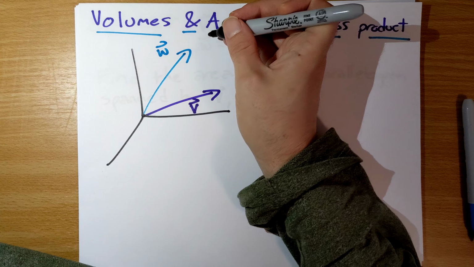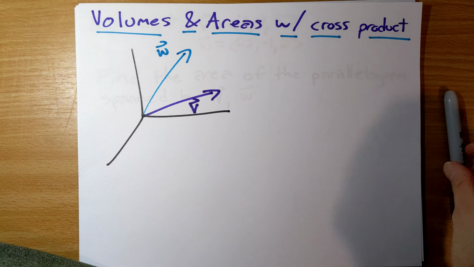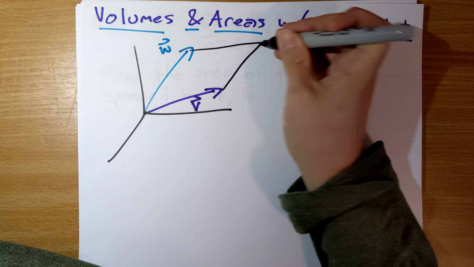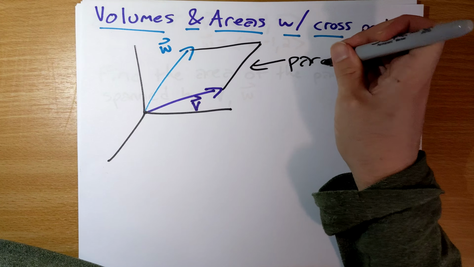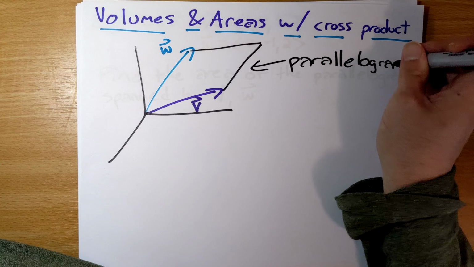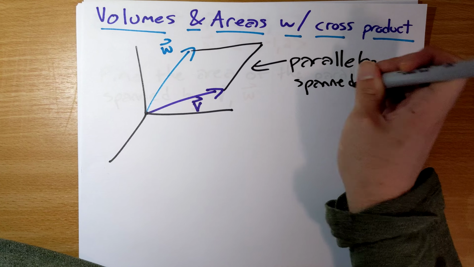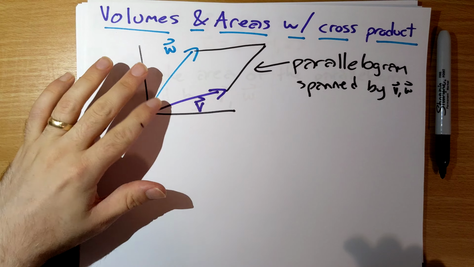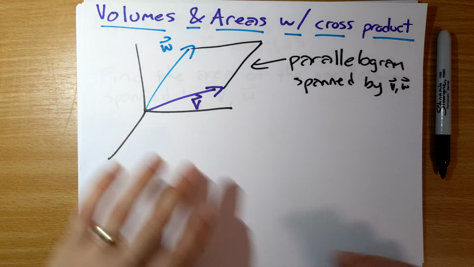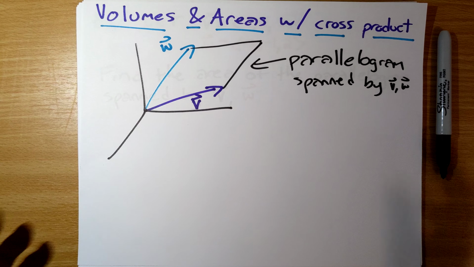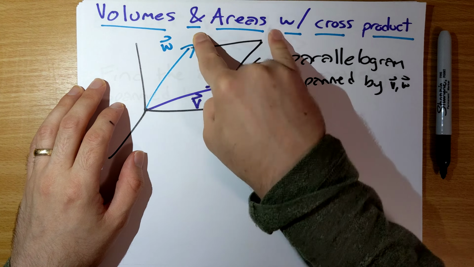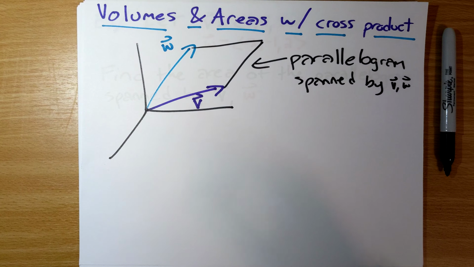Well, we can draw a parallelogram that is spanned by v and w here. So any two vectors, both coming out of the origin, let's assume they're not parallel with each other, are going to define a parallelogram in this way, where you just translate v up here, translate w over here. This is going to be our parallelogram.